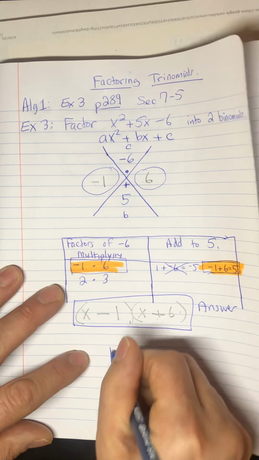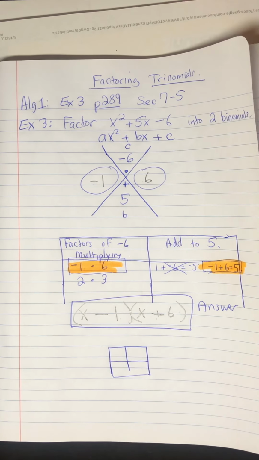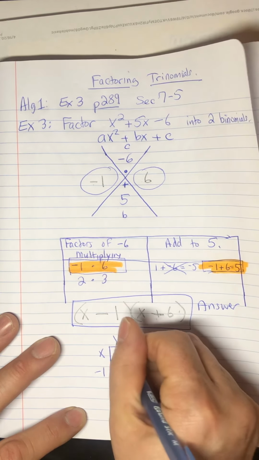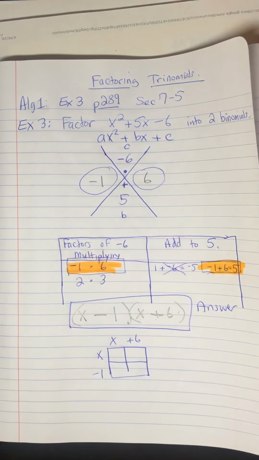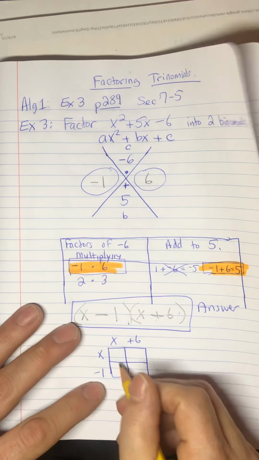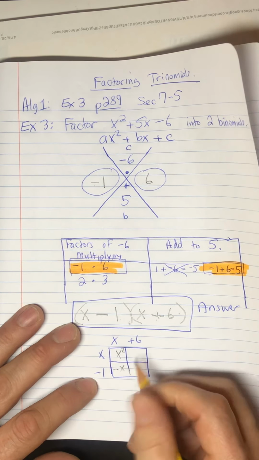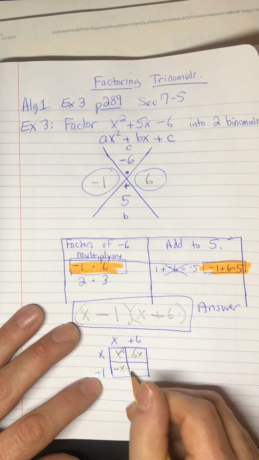Let's check the answer to make sure it really does equal what we started with. So I'm going to do box method to do that. You can do FOIL if you want, or you can do distributive property. X minus 1, x plus 6. Let's see if that actually equals our original trinomial x squared plus 5x minus 6. Okay, here we go. Let's multiply. X times x is x squared. X times -1 is -x. X times 6 is positive 6x. And then -1 times 6 is -6.